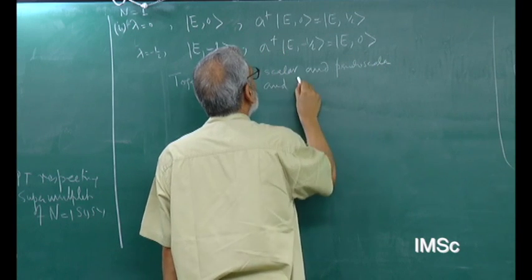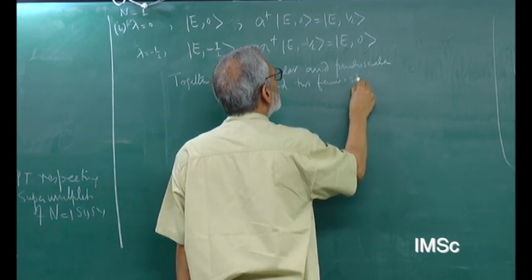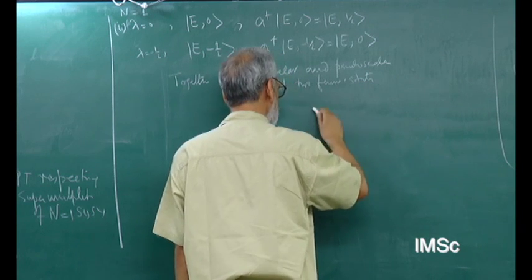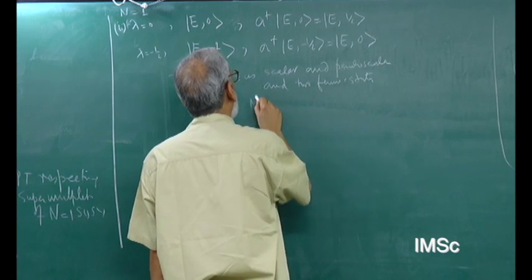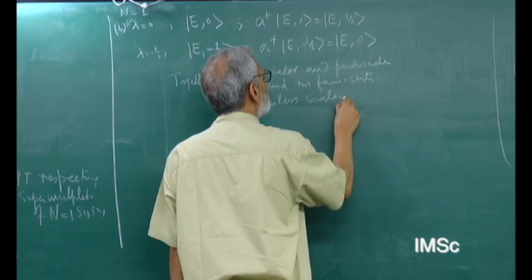And two fermionic states. This is a massless scalar supermultiplet.